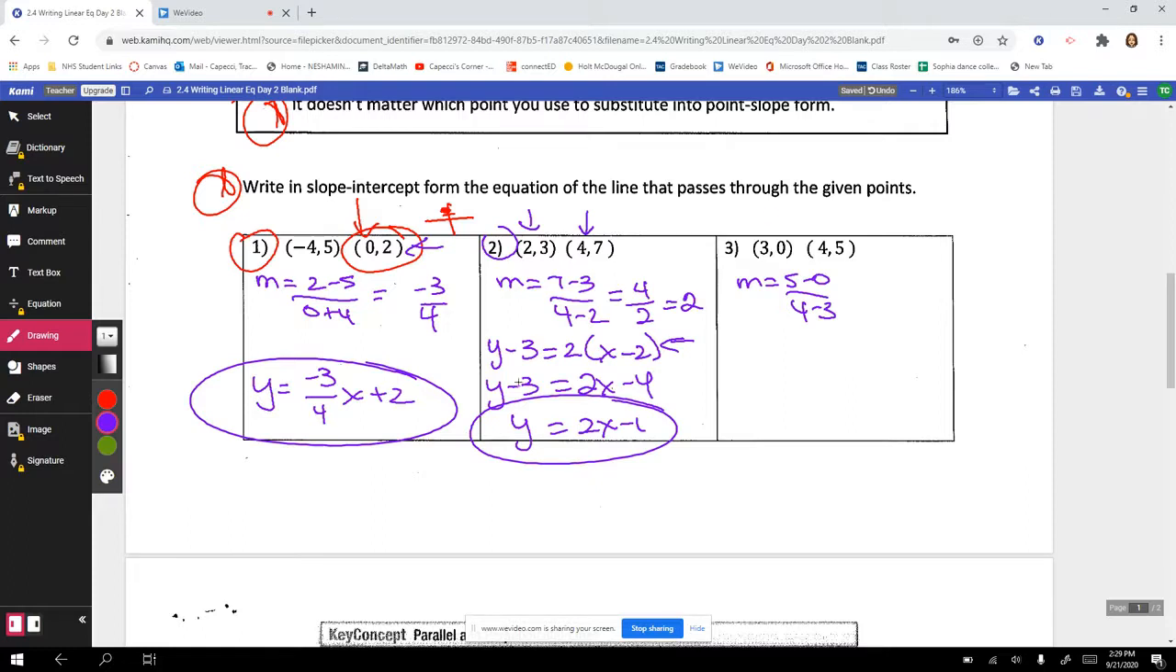Number 3, now I have a 0 there, but that is in my y value. That's actually an x-intercept, not a y. So that doesn't help me. I'm going to have to use point-slope form. So this gives me 5 over 1 as my slope, which simplifies to 5. And I'll use that first point. So I have y minus 0 equals 5 times the quantity of x minus 3. So I have y equals 5x minus 15, which is my slope-intercept form.